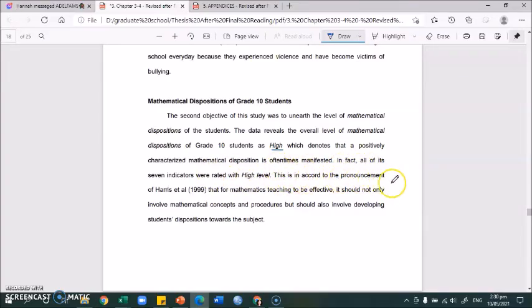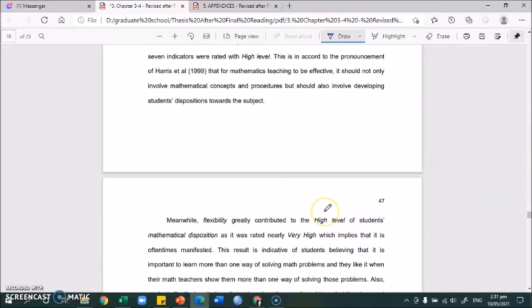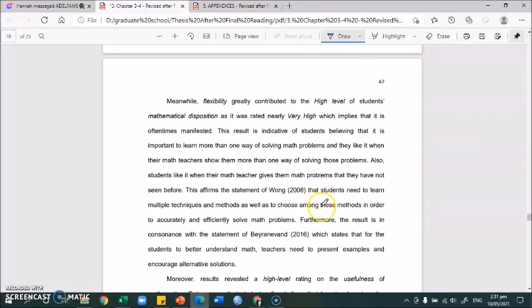So this is in accord to the pronouncement, o ito na, literature that supports the overall result. Okay. This is in accord to the pronouncement of Harris et al., 1999 that for mathematics teaching to be effective, it should not only involve mathematical concepts and procedures, but should also involve developing students' disposition towards the subject. Okay? And then, after the overall, ito na, per indicator na. So, mauna ka sa highest.